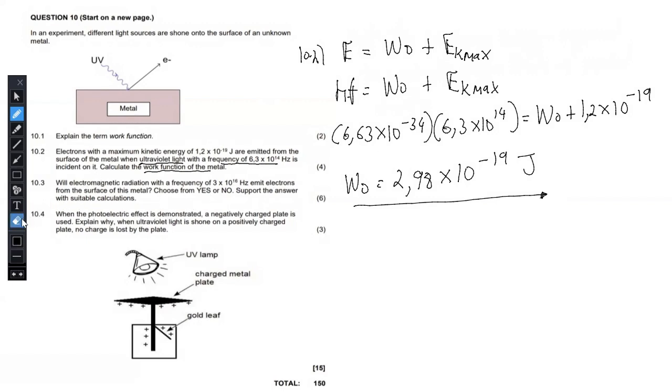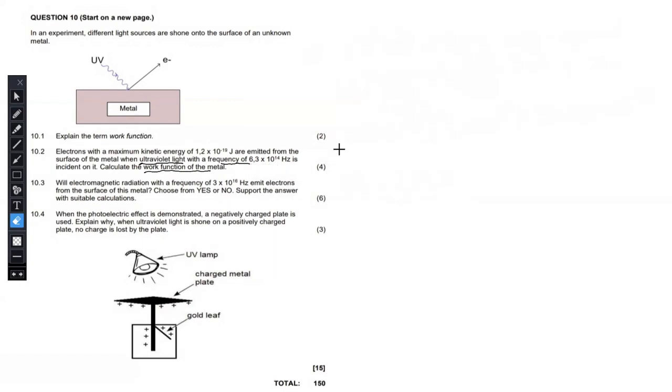Then we have a 10.3, also another giveaway for 6 marks. Will electromagnetic radiation with a frequency of 3 times 10 to the exponent of 16 hertz emit electrons from the surface of this metal? Choose from yes or no. Support the answer with suitable calculations. So before we can choose yes or no, let's compare this frequency that we are given here with the threshold frequency of the metal. Right.